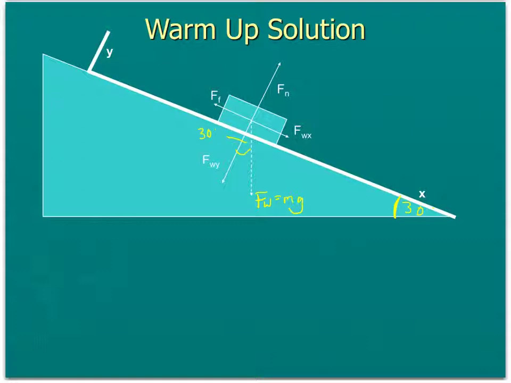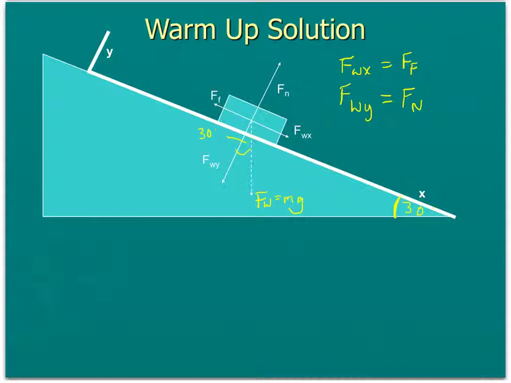Some important things to keep in mind. Because we know that this is at the point where it just starts to move, that tells me that my FWX is going to be equal and opposite to the force of friction. I also know that for all of these problems, whether it is sitting on a flat surface that's completely horizontal or whether it's on an angle, the normal force has to be equal and opposite to some component of weight. Because this is on an incline, that normal force is going to be equal to the y component of weight, because that's what it's going in the opposite direction of. So FWY is equal to Fn.